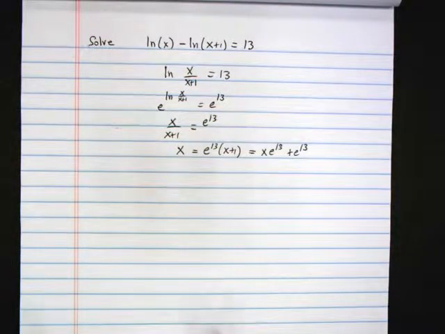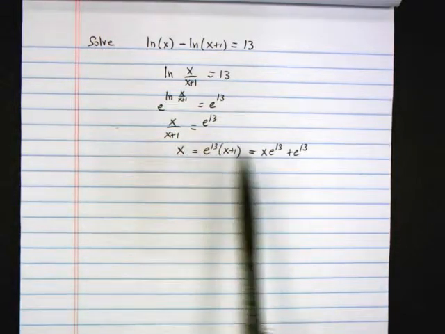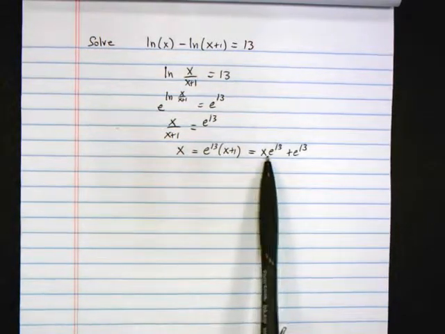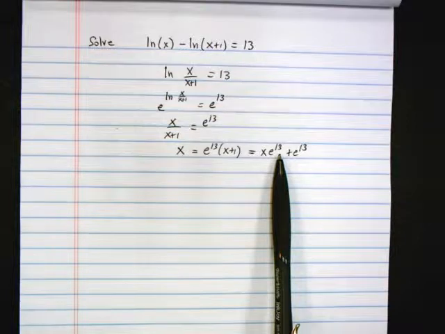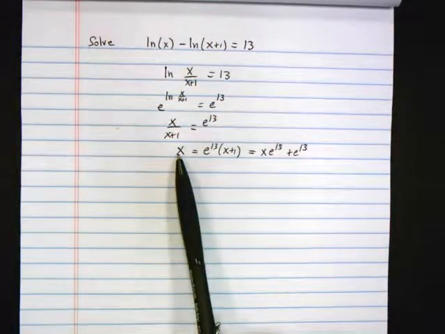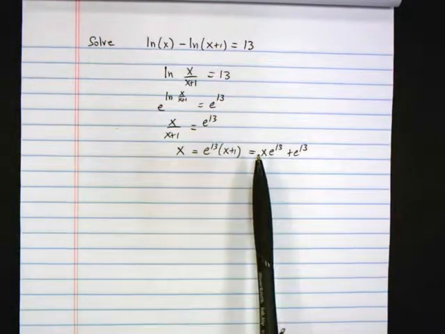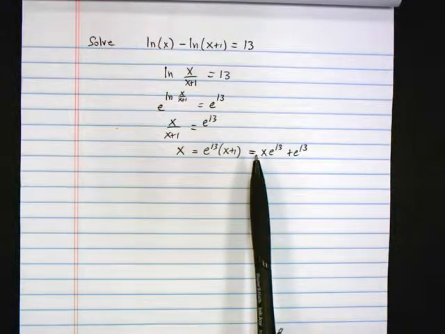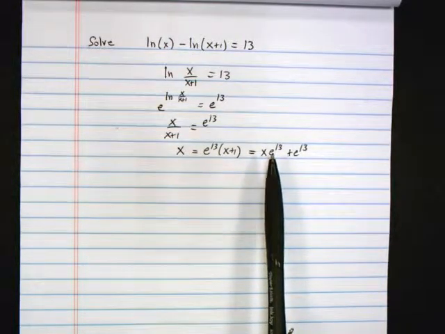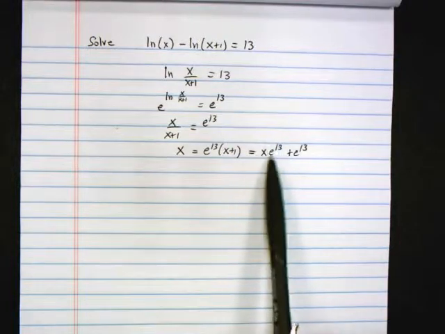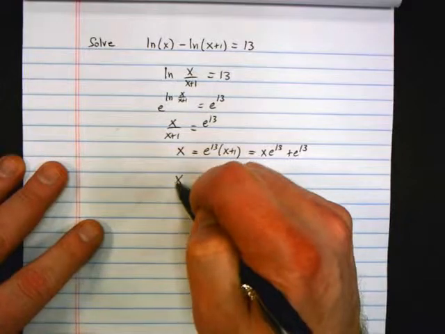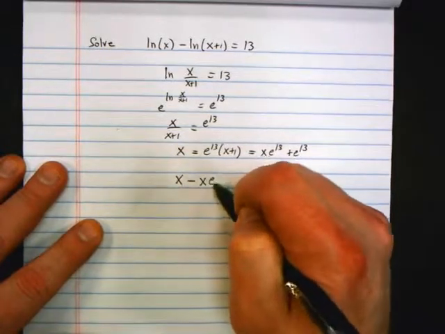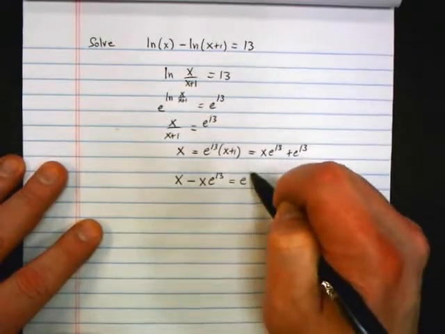Yeah, I'm getting close. How do I get the x all by itself? I've got two of them still. What do you do when you have an equation and you have x's on both sides? You move one of the x's over, you get all the x's together, don't you? So I'm going to take this x right here and move it to the other side. That becomes x minus x times e to the 13 equals e to the 13.